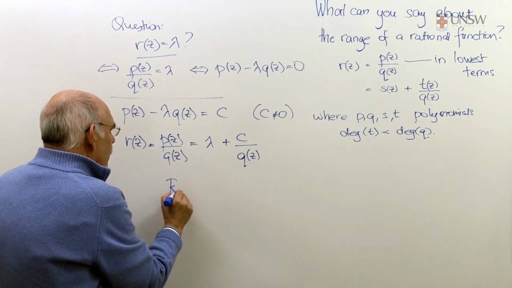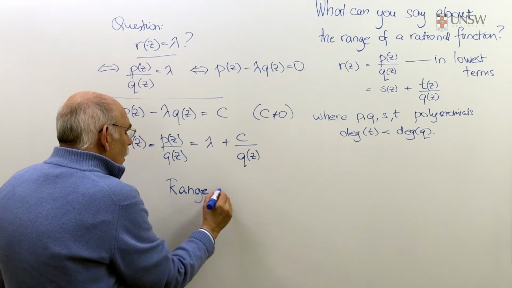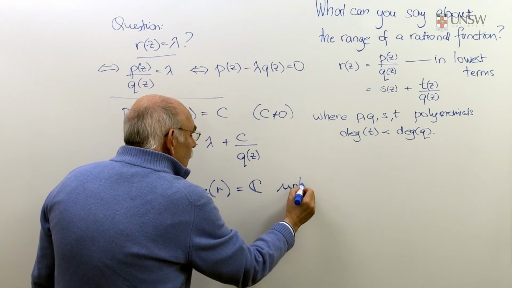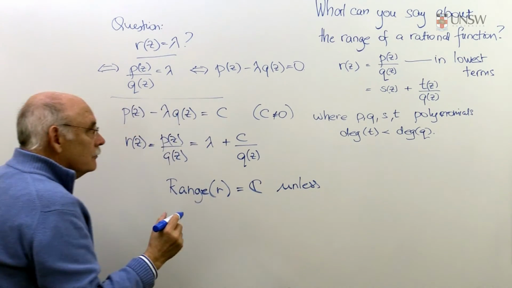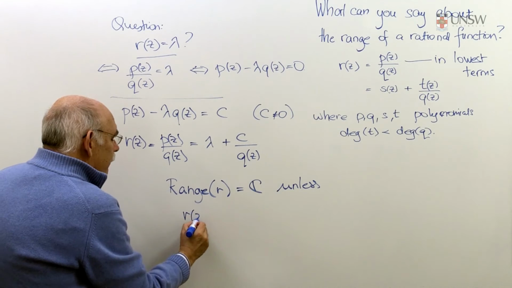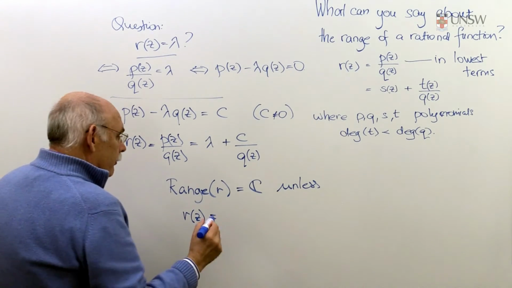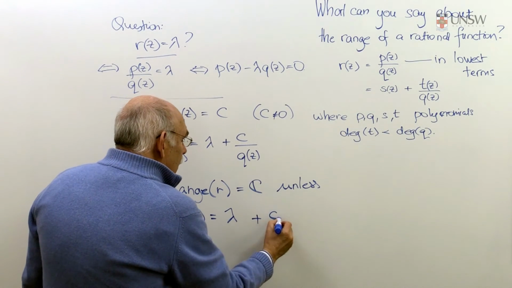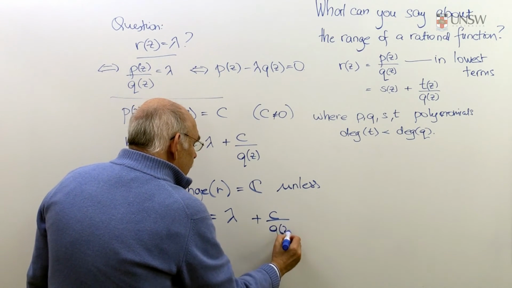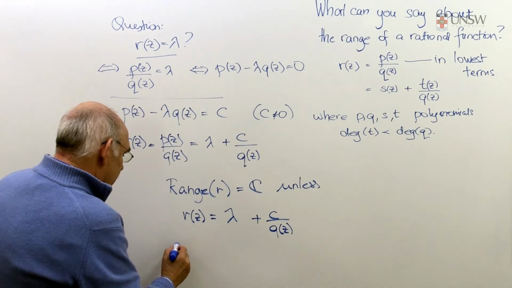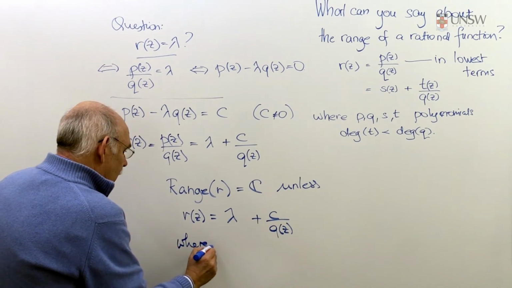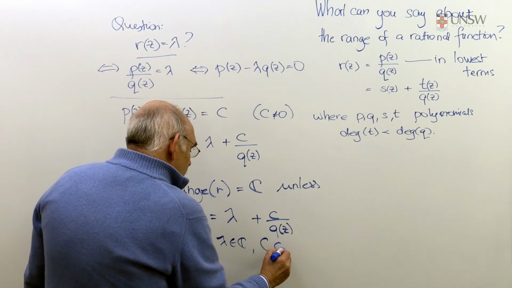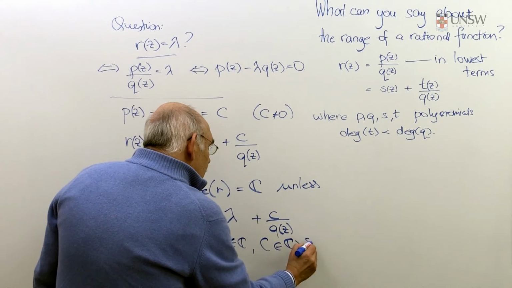So, the range of R is equal to the whole complex plane unless R of z is equal to lambda plus a constant c over q of z, where lambda is a complex number and c is a complex number, but it's not equal to 0.